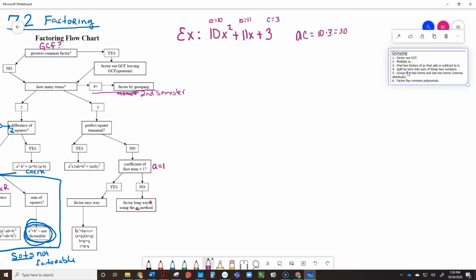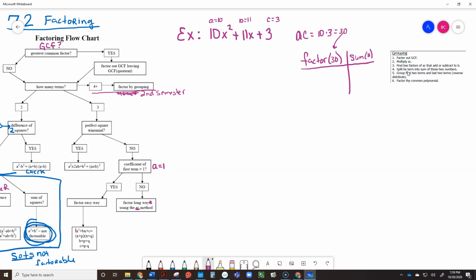Now it's saying, okay, so they still want us to do that same factor sum table that we did a while ago, but this time we're doing it a little bit different. The thing that's different is we're still using the sum right here of 11, but we're finding factors of 30. We're finding factors of that AC. Normally we just find factors of 3.